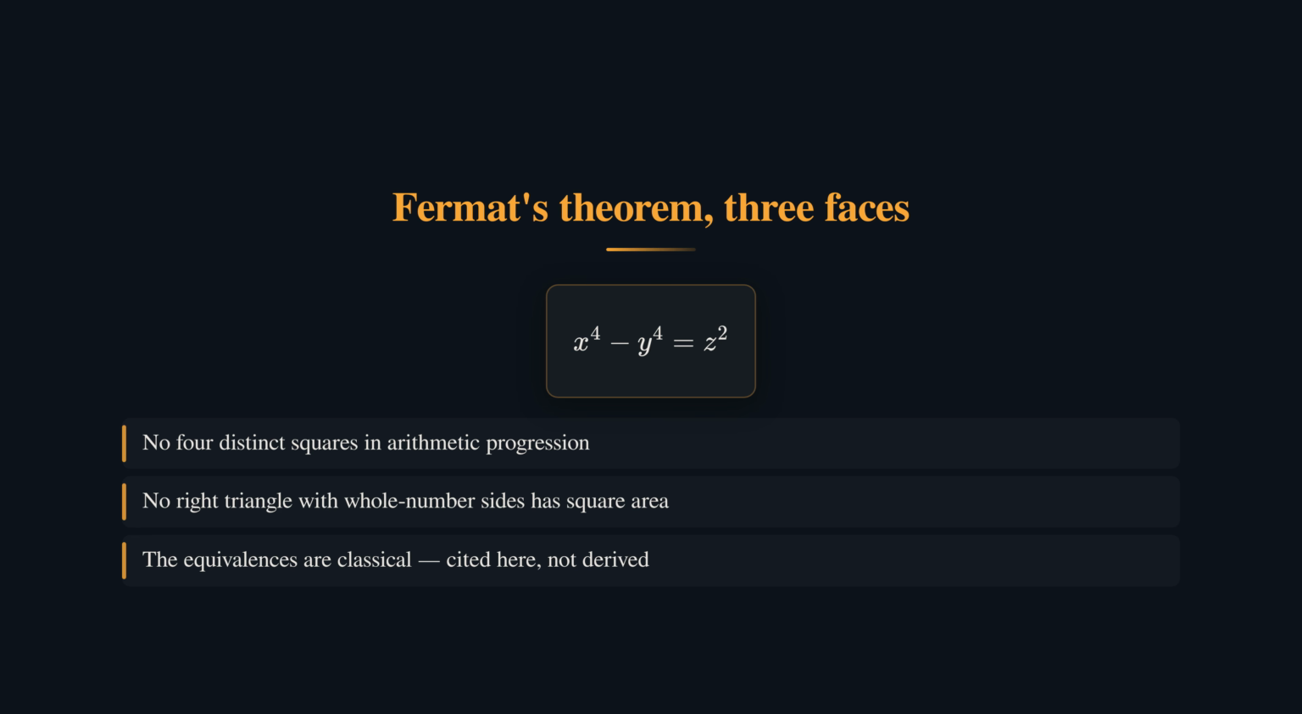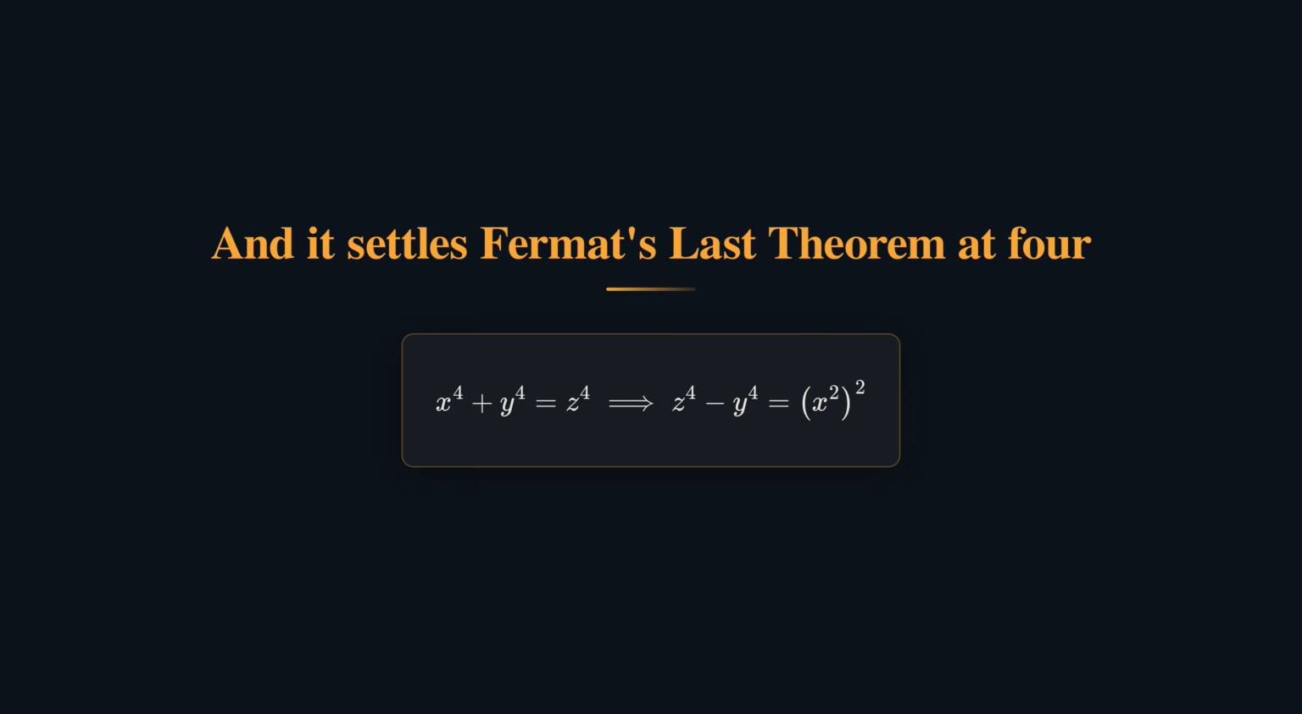Fermat proved the equation by descent. One more reason that equation is worth knowing. Suppose x to the 4th plus y to the 4th equals z to the 4th. Move things around. z to the 4th minus y to the 4th is x to the 4th, and x to the 4th is x squared squared. So any solution of Fermat's last theorem at exponent 4 would hand you a solution of our equation. There are none, so the exponent 4 case follows immediately, more than 3 centuries before the general one was settled.